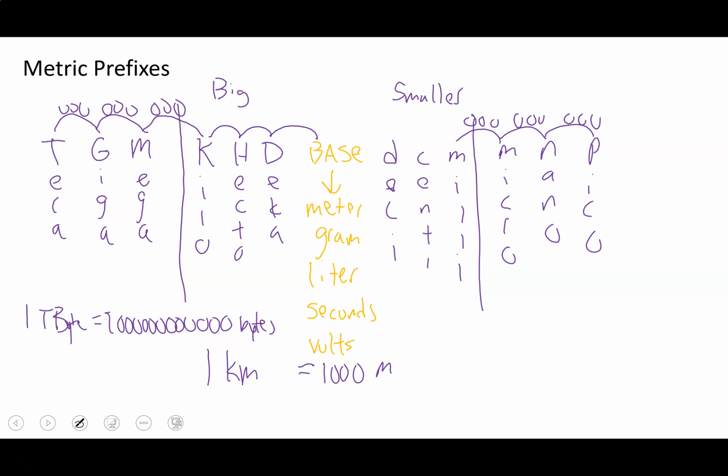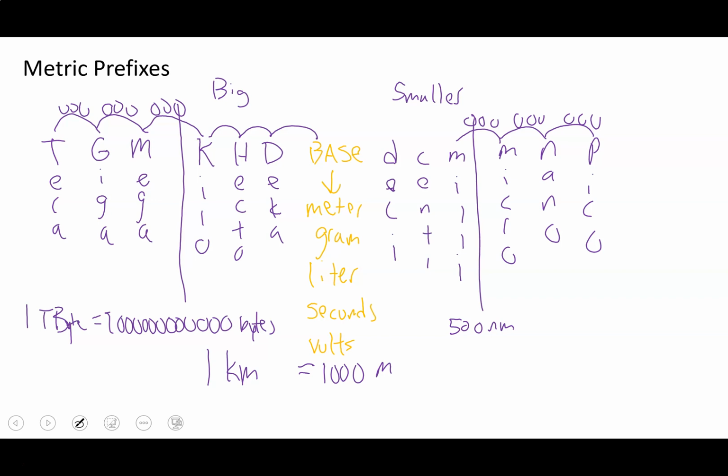So a traditional one that you might have seen is looking at nanometers. Nanometers are really small, and we compare them to meters. So if I had 500 nanometers, I would say, well, how many meters is that? Okay, well, it would be a lot of them.